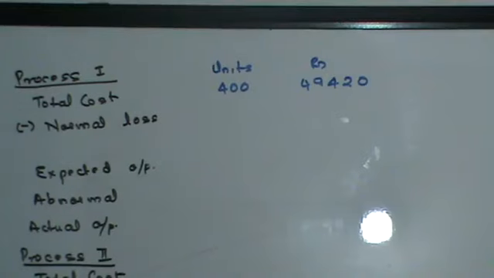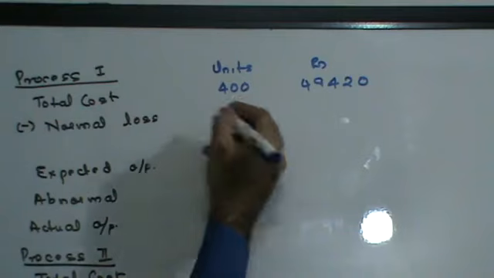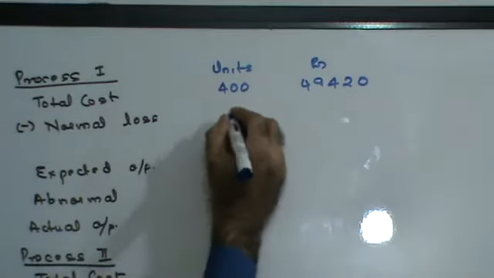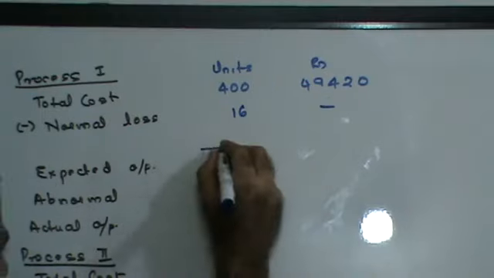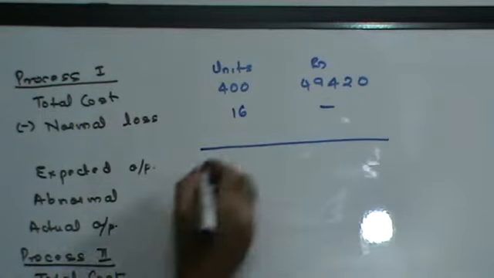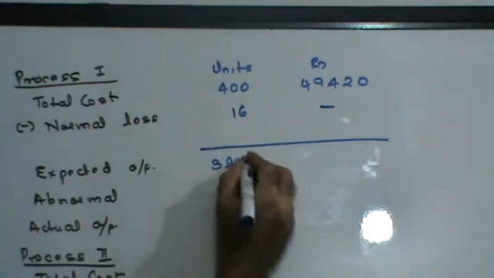Now they've given you normal loss is 4%. So you will take 4% of the units. So 4% of this is going to be 16. How did I get this? 400 into 4%. They've given you scrap value is nil. So this is nil. And the balance is 384.